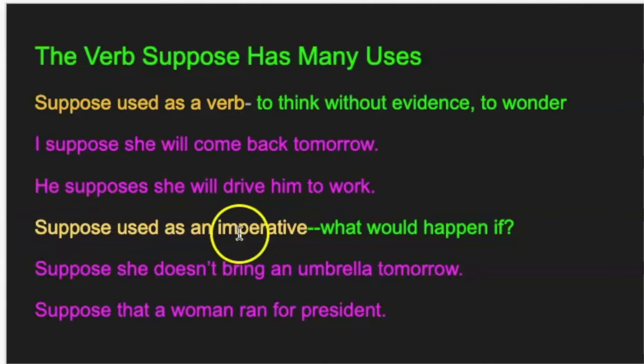Suppose can also be used as an imperative, which is a command, and it basically means what would happen if. Suppose she doesn't bring an umbrella tomorrow. What would happen if she didn't bring an umbrella tomorrow? Suppose that a woman ran for president. What would happen if a woman ran for president?